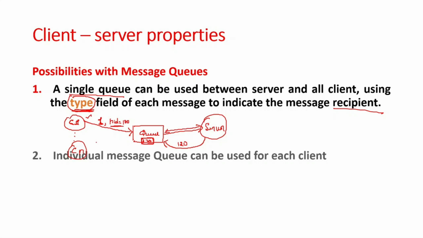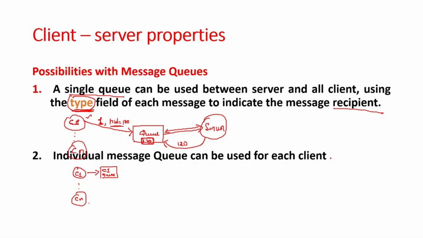Then the other structure is that an individual message queue can also be used for each client. So this is the other possibility. Here, each and every client can have its own queue. Let me name this one C1 queue, which is created by the client C1 using the private key.